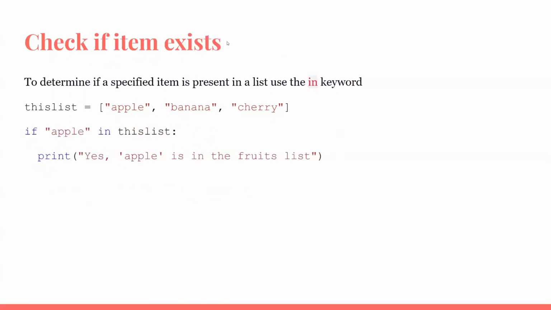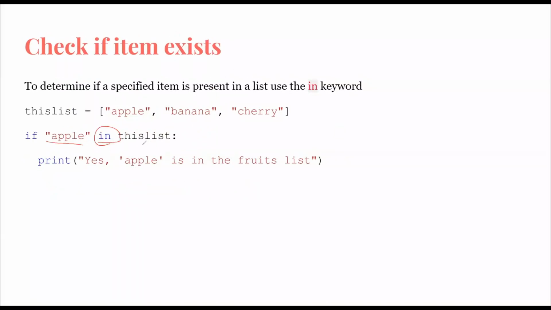Check if an item exists. Similar to a string, we can use the in keyword. So we can check if something is in this list. We have apple, so obviously we have apple in the list. That means this will evaluate to true, and then it will print out, yes, apple is in the fruits list.